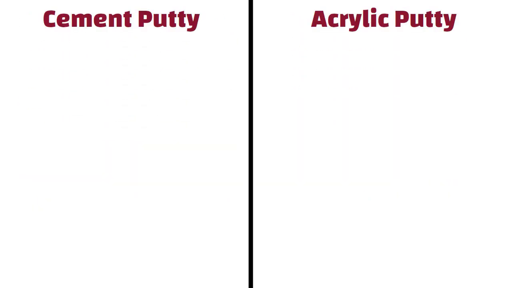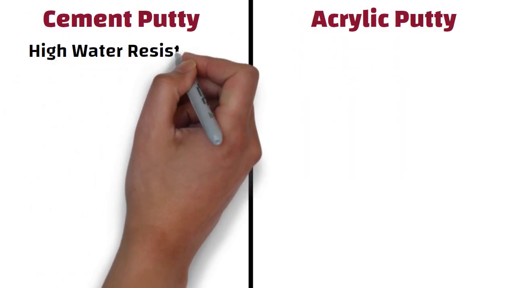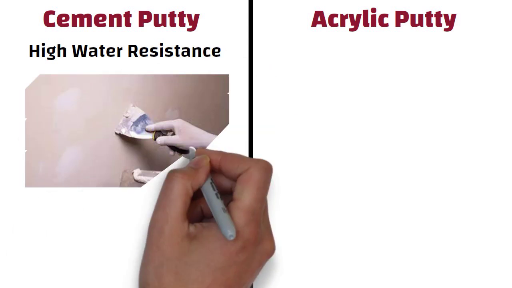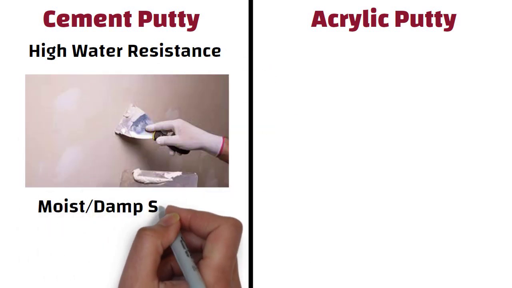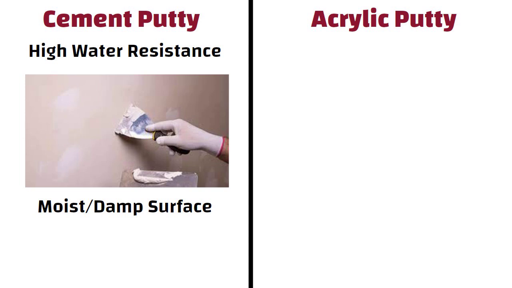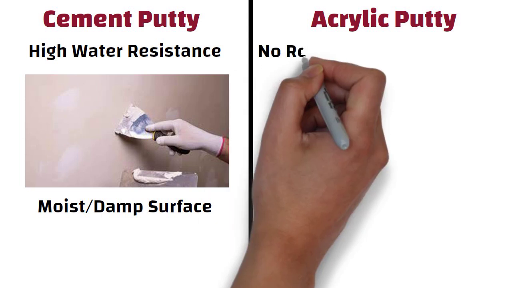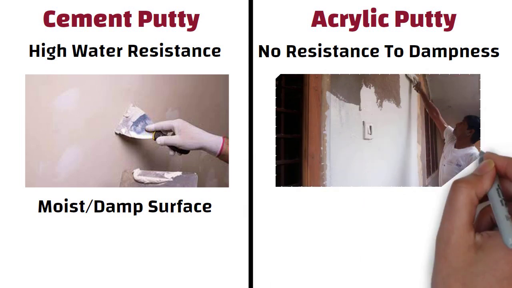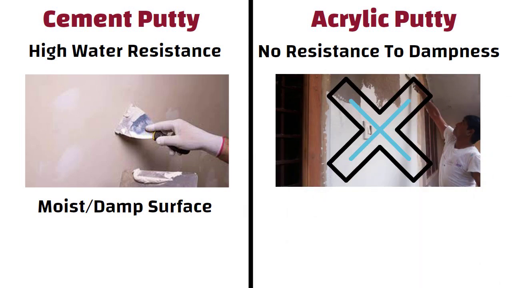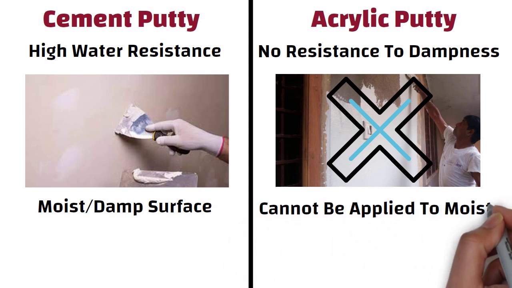Water resistance: cement putty has a high water resistance. Also, it can be easily applied to moist or damp surfaces, whereas acrylic putty has no resistance to dampness, and that's why it cannot be used on exterior surfaces. Also, it cannot be applied to moist or damp surfaces.